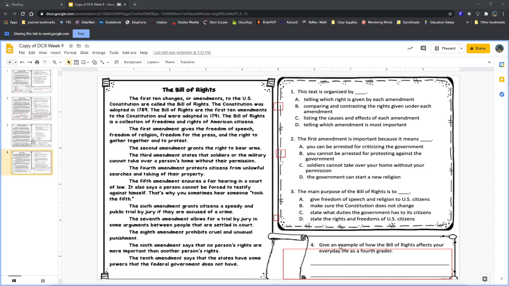And the right to gather together and to protest. So if the citizens don't like something, they can get together in a group and they can work together and tell the government, hey, we don't like this, this should be changed, or this should be different. The Second Amendment grants the right to bear arms. So that means that you're allowed to have guns to protect yourself or to hunt if you need to hunt for your food.